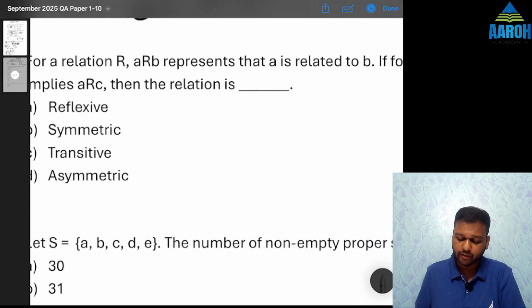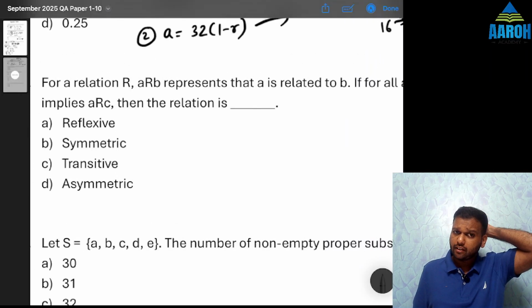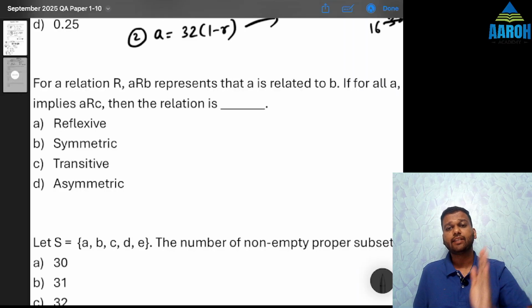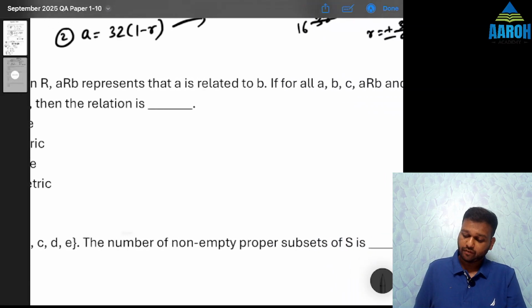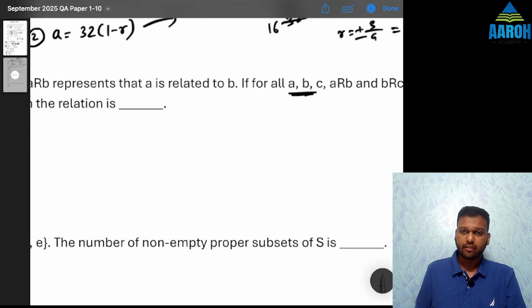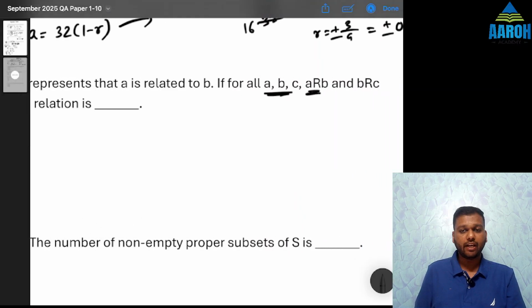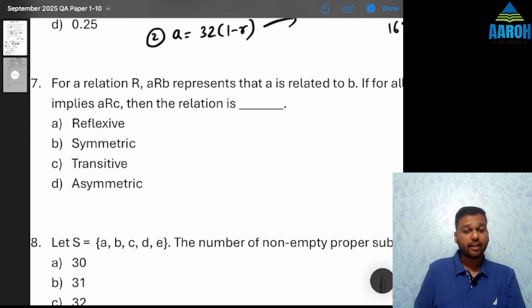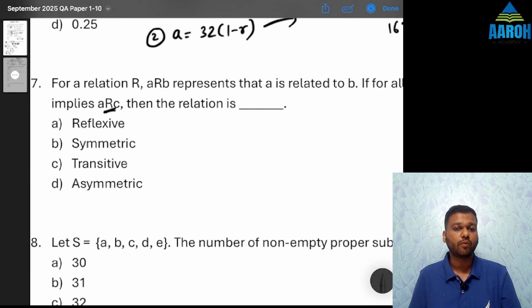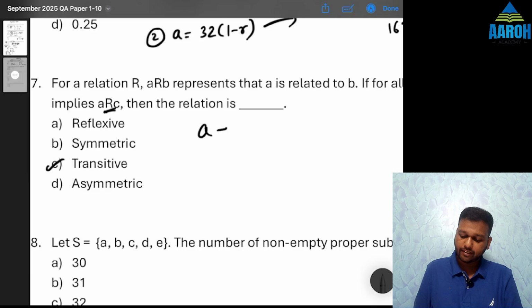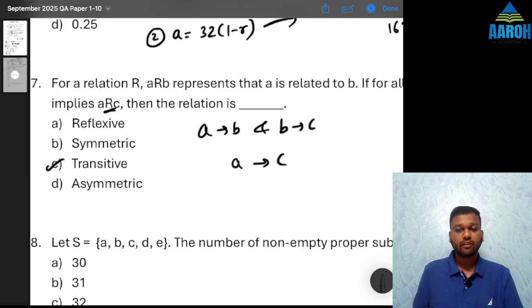Seventh is a simple theory question. For a relation R, A R B represents that A is related to B. If for all A, B, C, A R B and B R C implies A R C, then the relation is what? This is the definition of a transitive relation. If A is related to B and B is related to C, and this implies that A is also related to C, this means the relation is transitive. So C is the correct answer.